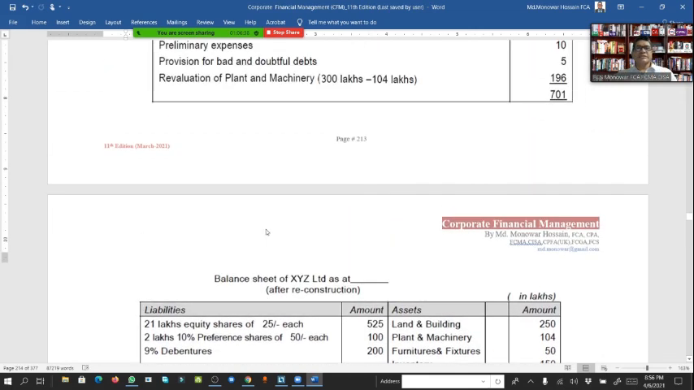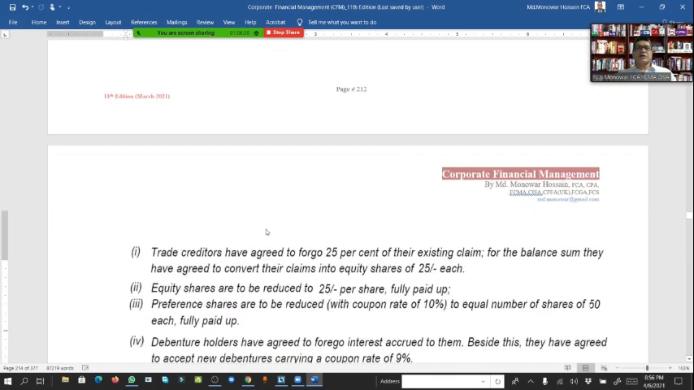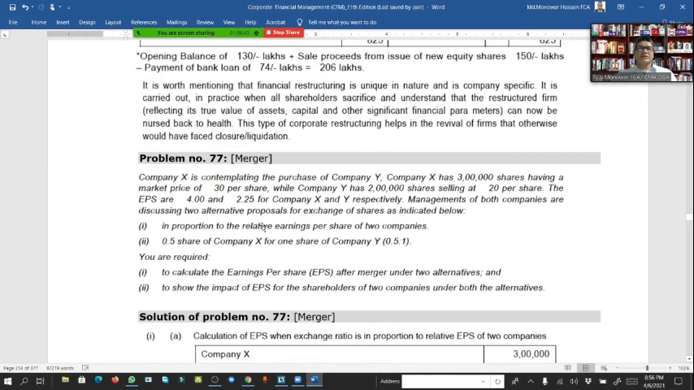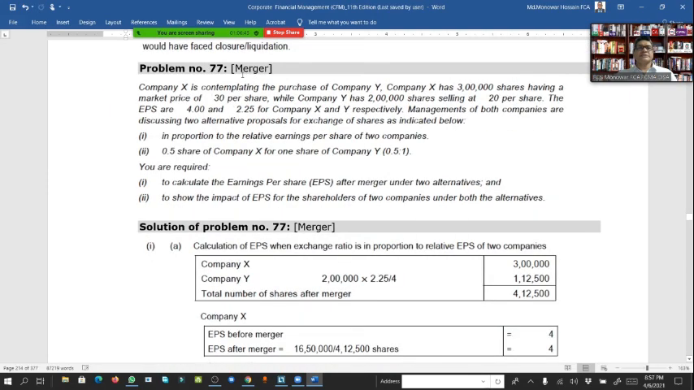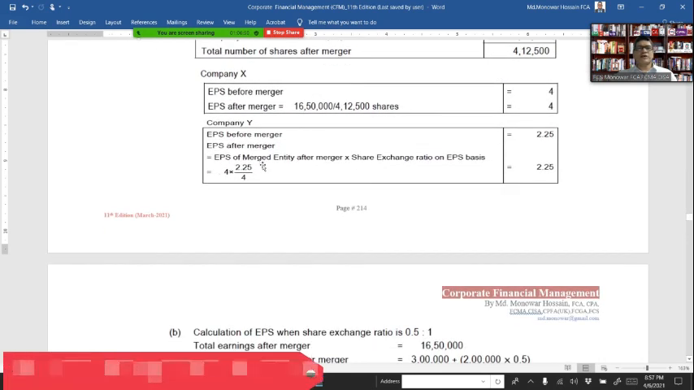So it is one type of math, just for review. And if we see, here is another math, merger. The answer is also here.